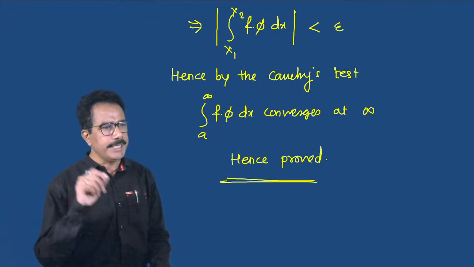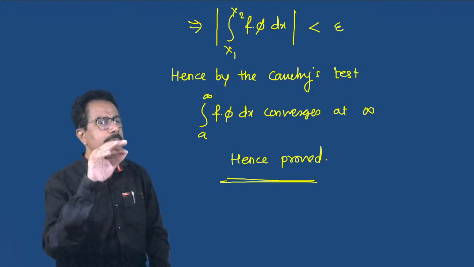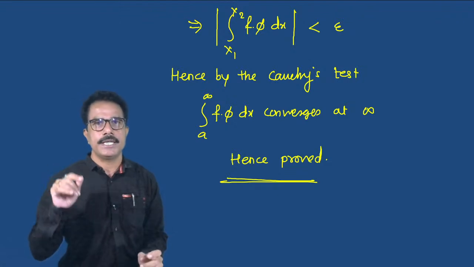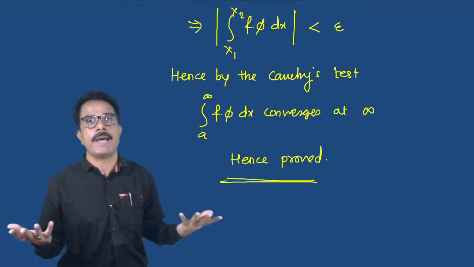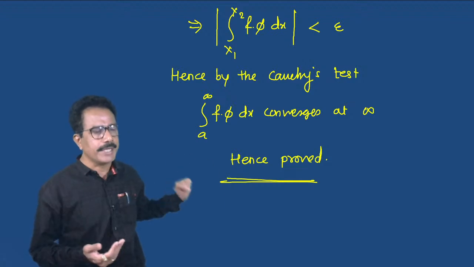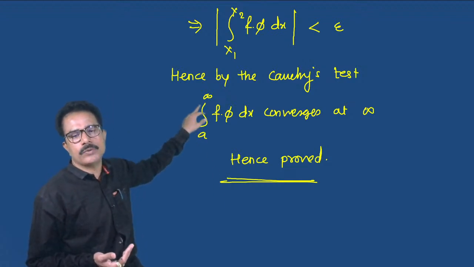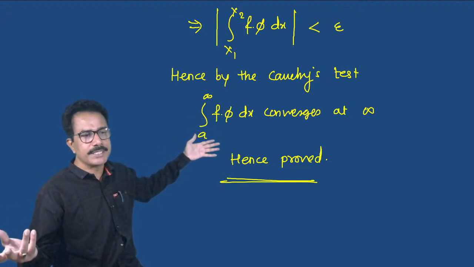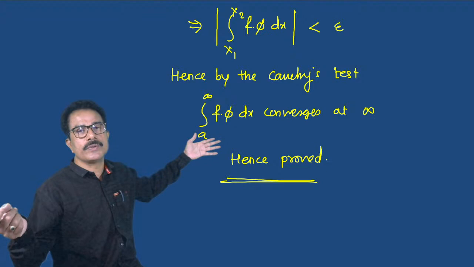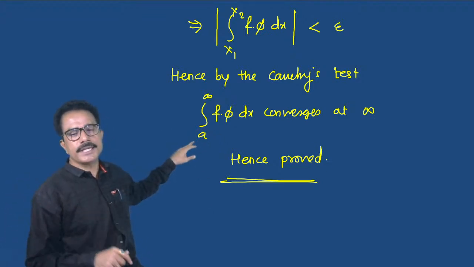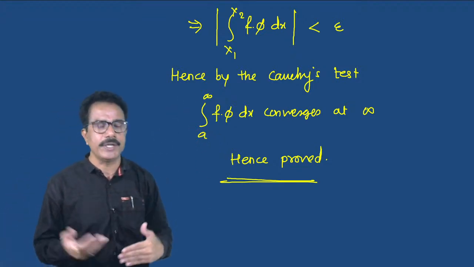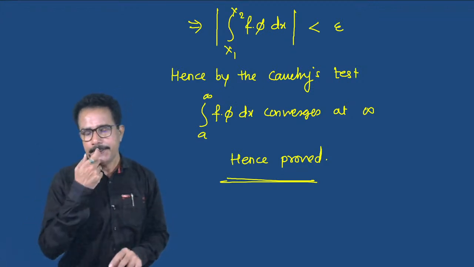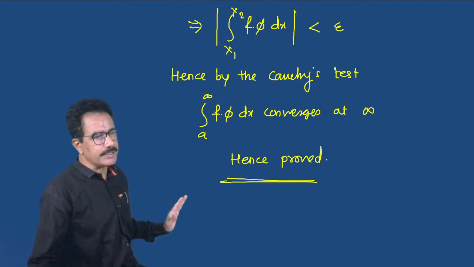So mod of integral from x1 to x2 f into phi dx is less than epsilon. Hence by the Cauchy's test we can say integral from a to capital X f into phi dx converges for X greater than or equal to a. That means integral from a to infinity f into phi dx converges at infinity. Okay, in this way the theorem ends here.